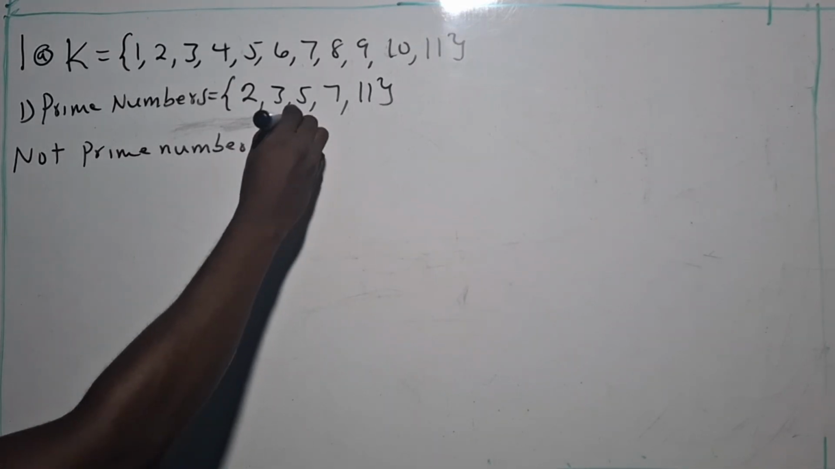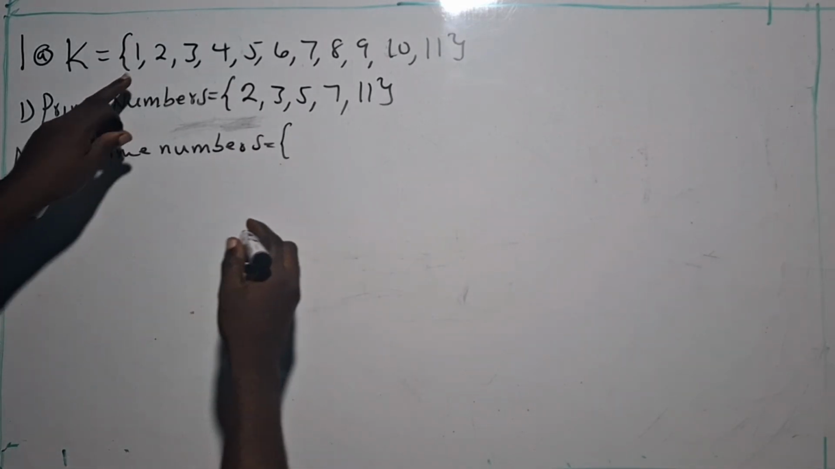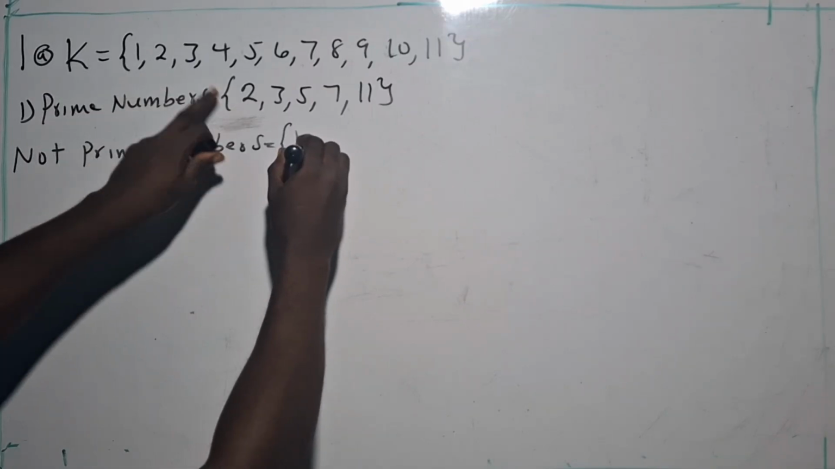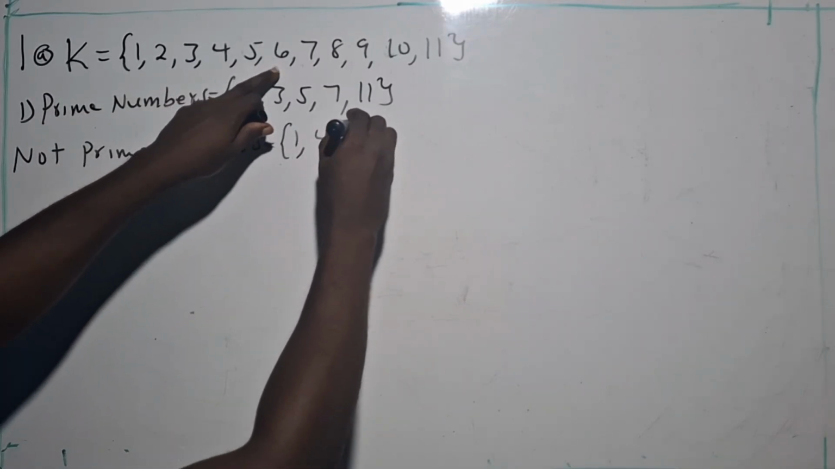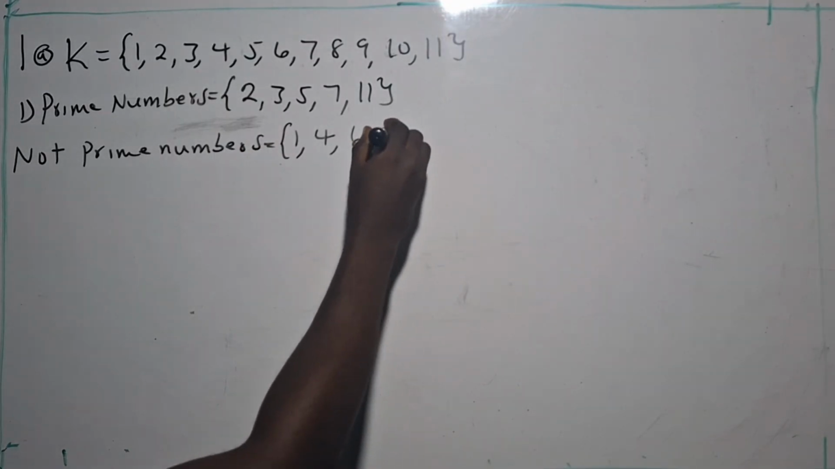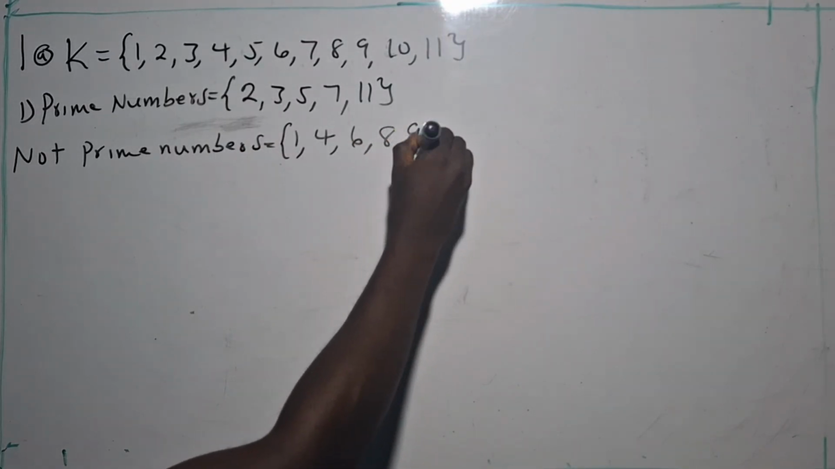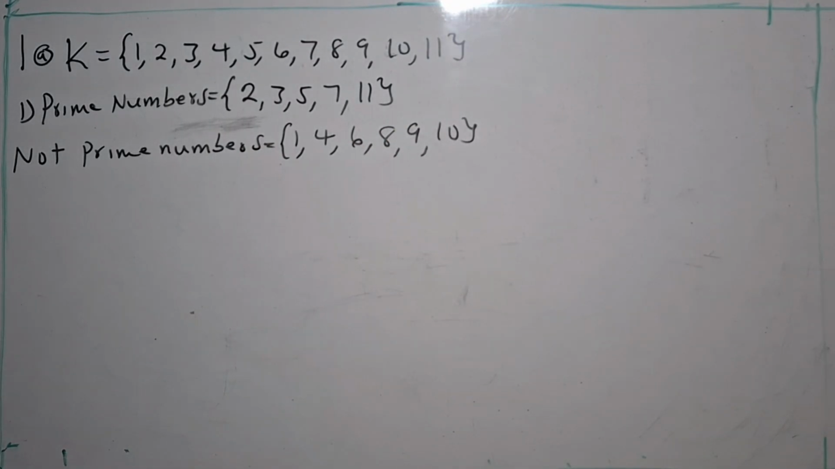So I will encourage you to list the numbers that are not prime numbers. So we have 1 here, then we have 4, then 6, then 8, 9, 10. These are numbers that are not prime numbers.